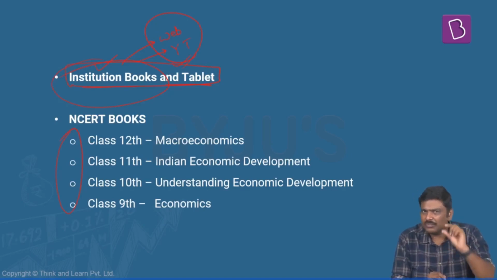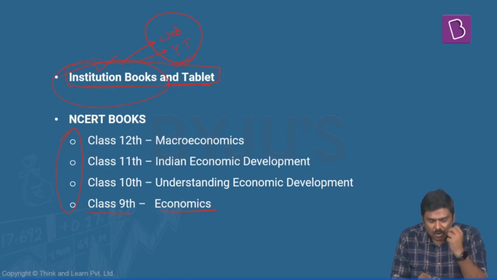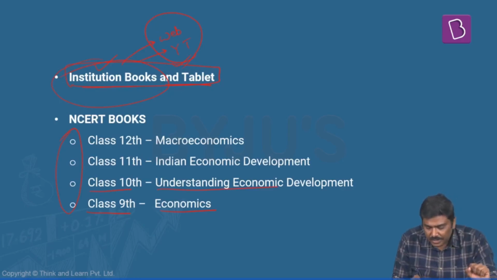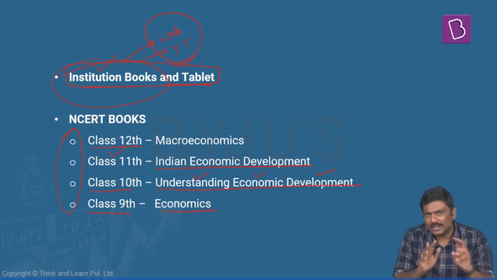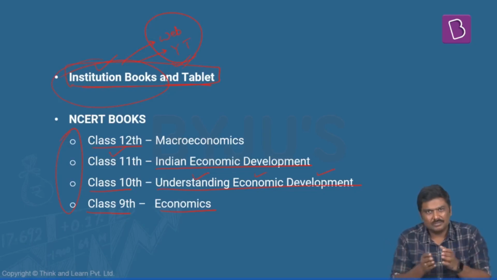These are very basic books, very small books also. From ninth class, there is a book on economics titled Economics itself. In the 10th class, there is a book titled Understanding Economic Development. In 11th class, Indian Economic Development. And in the 12th class, there are 2 books, Micro and Macro. Please do not read microeconomics.